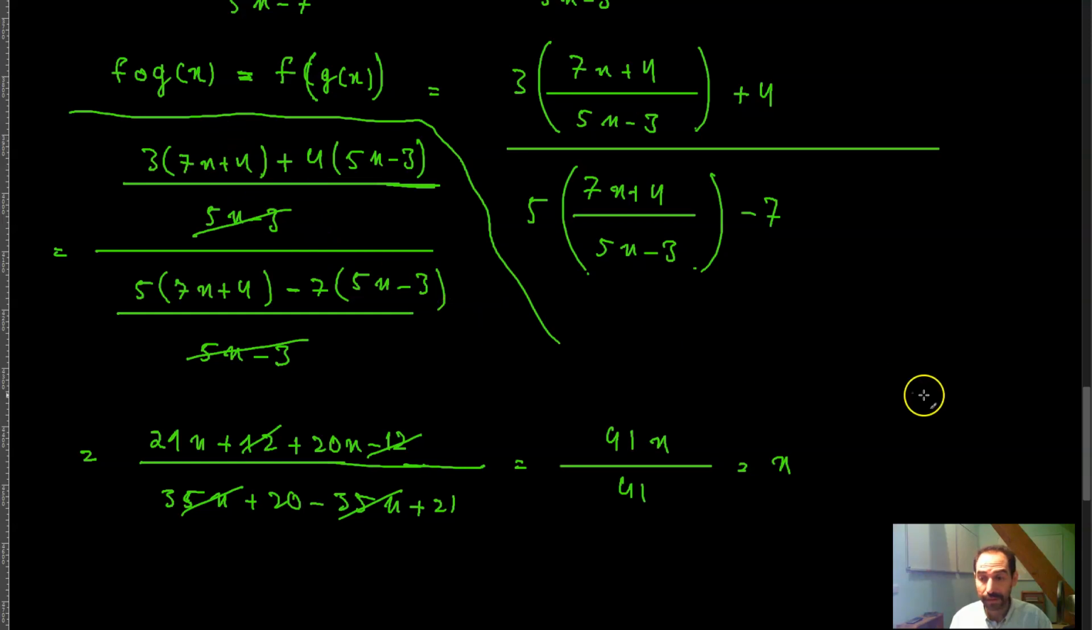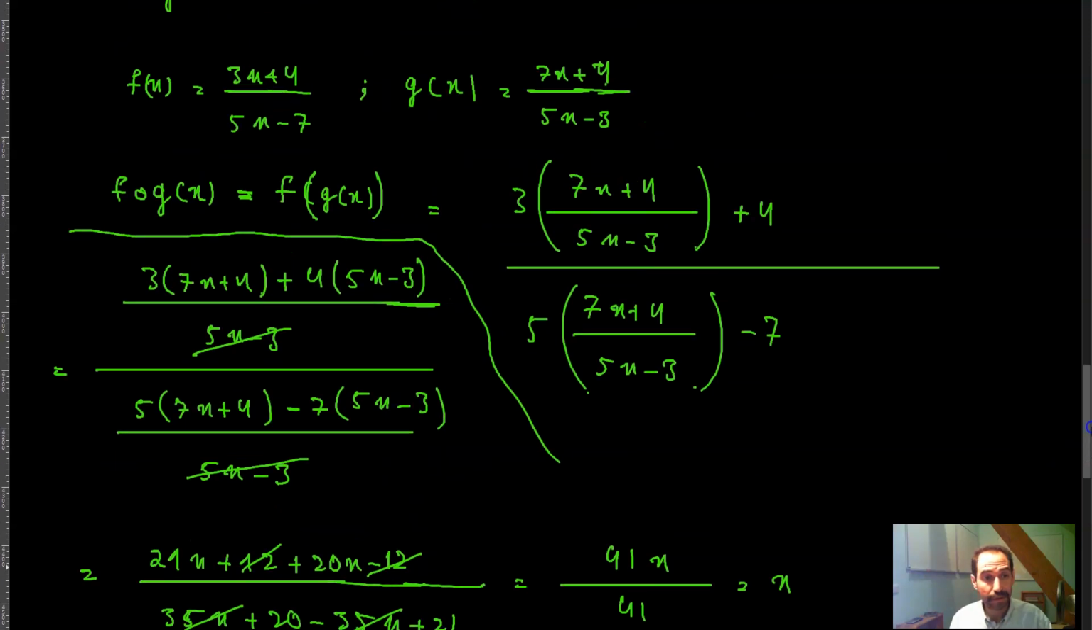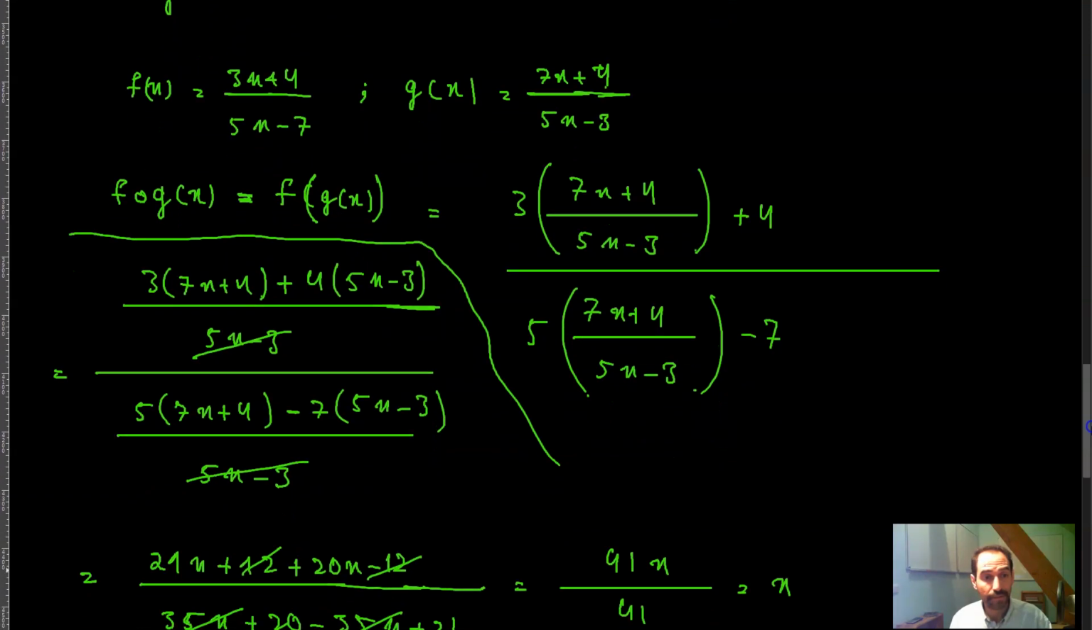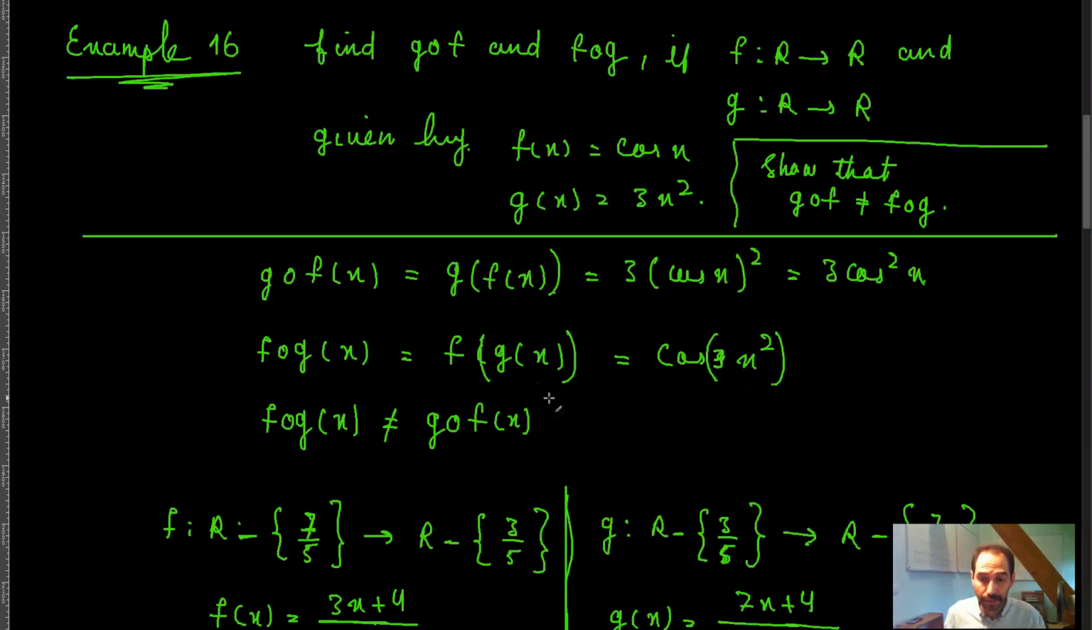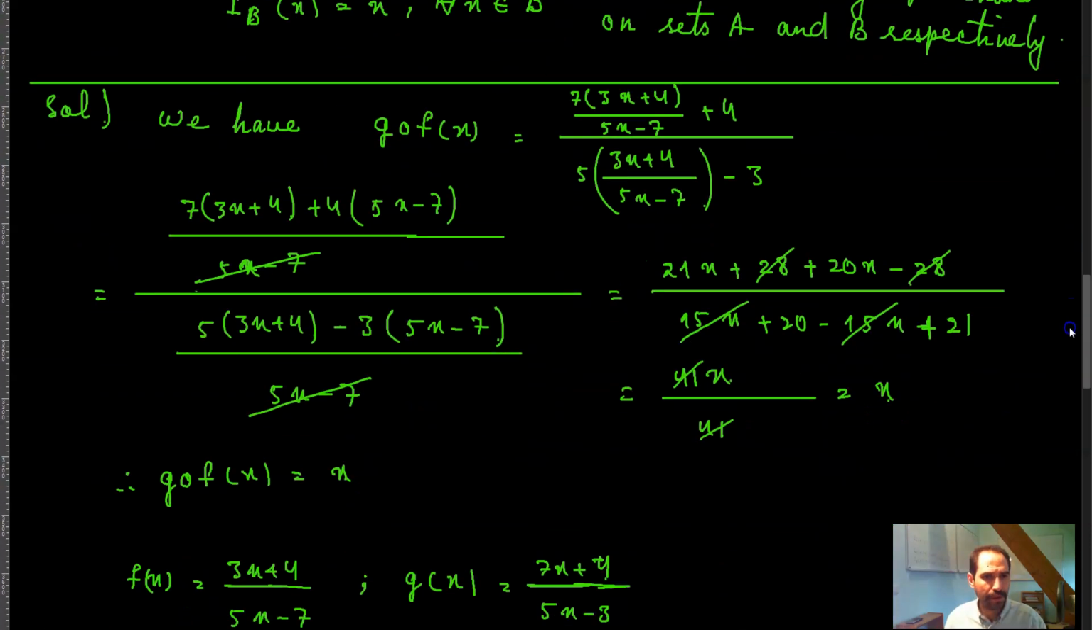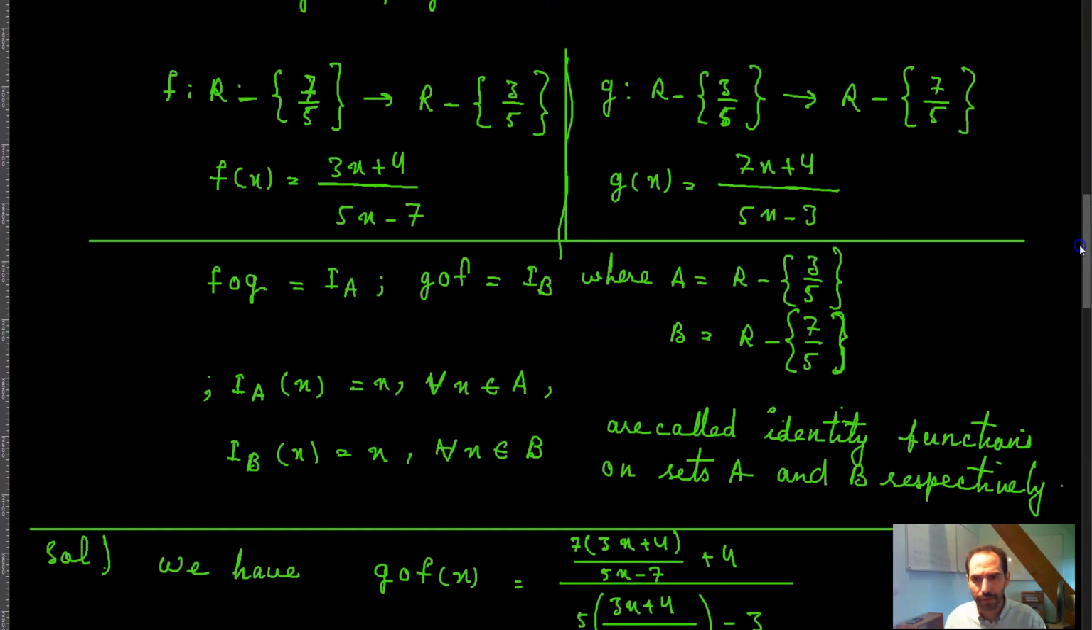That means that f of g of x, f o g of x is equal to x. Okay, so now in order to understand this example, there is something important that needs to be understood. There's a whole lot of basic notation here that we need to understand, and so on and so forth.